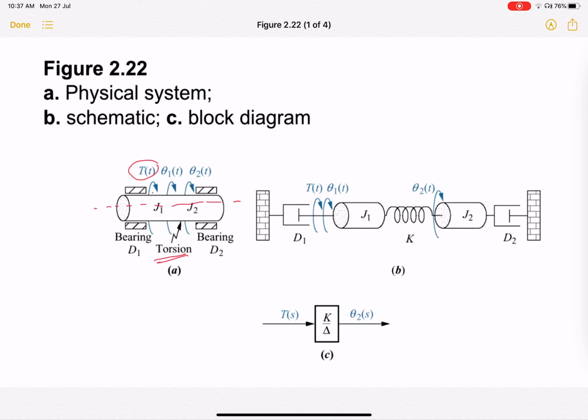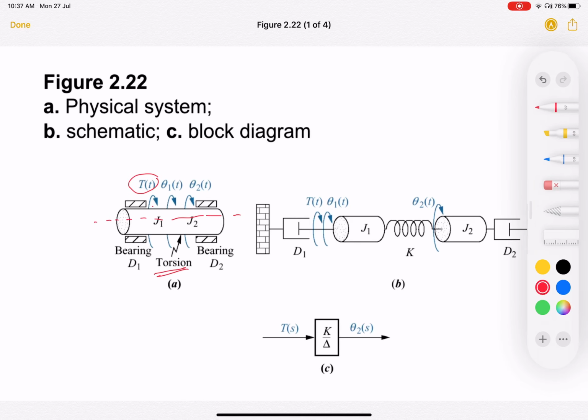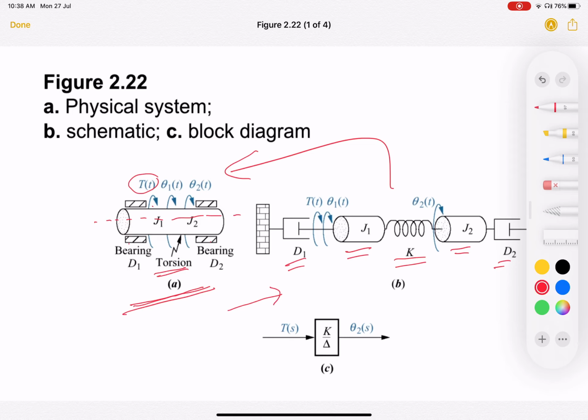It is represented in this case by two moments of inertia, J1 and J2, with two dampers D1 and D2 coupled together by a spring. So this basically models this actual rotational system, right? Which is connected to bearings on both sides. So this is the physical system that you have, which is being subjected to a torque and consequently undergoes some torsion, right? And this is the schematic for it, the equivalent diagram for it in terms of the three basic building blocks that you have, right?